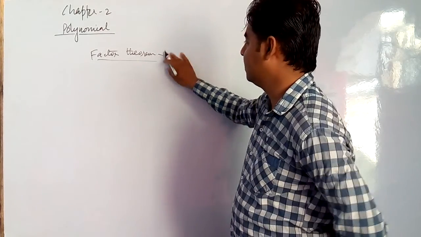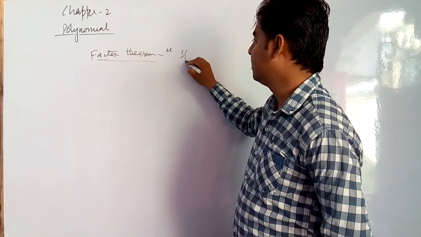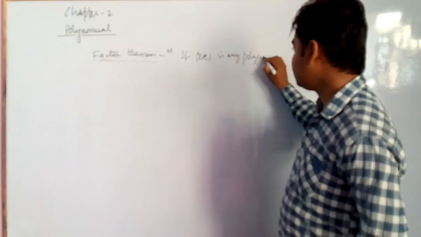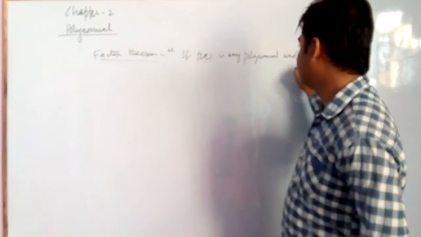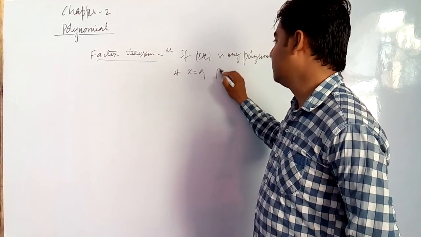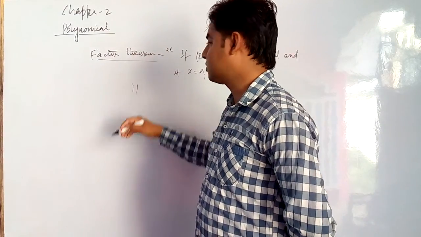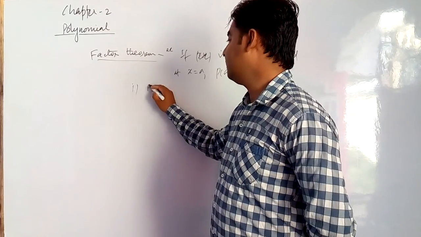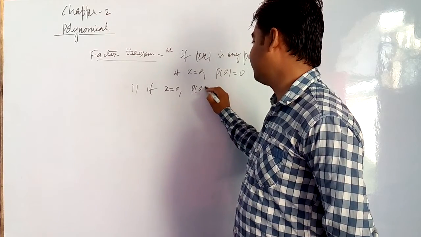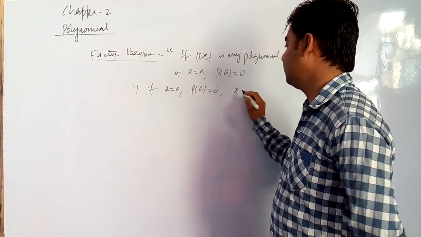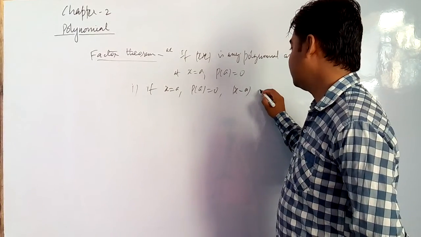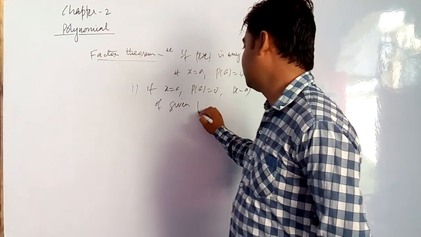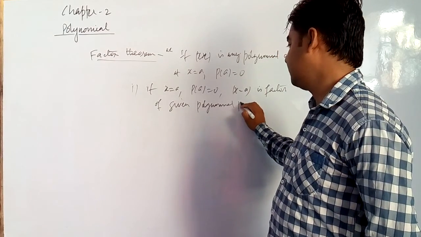So first I write the statement of the factor theorem. If p(x) is any polynomial, and at x is equal to a, the value of the function is equal to 0, it means two observations come out. First one, if at x is equal to a, p(a) is equal to 0, that means if we transfer a to the left side, we will get x minus a is a factor of the given polynomial, that is p(x).